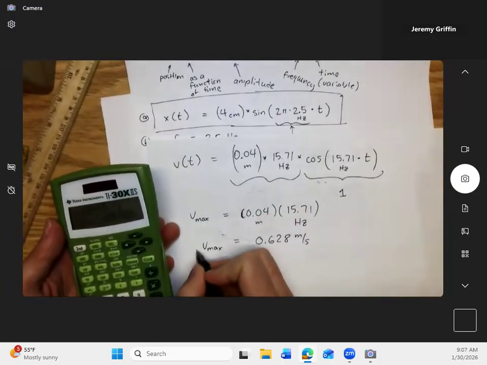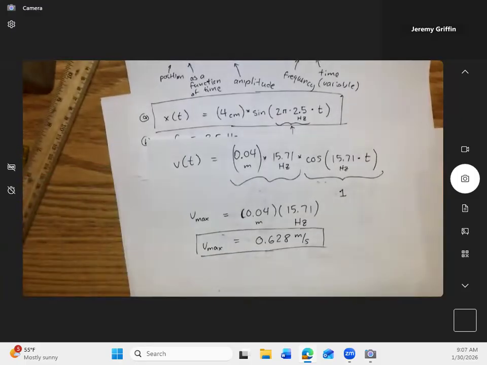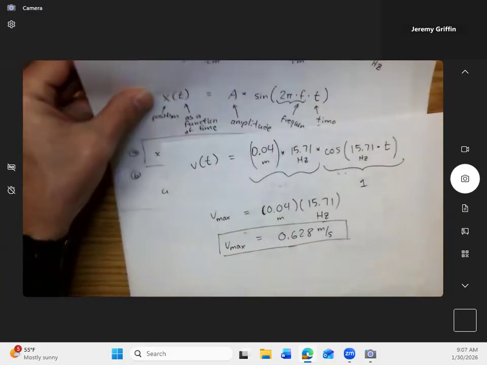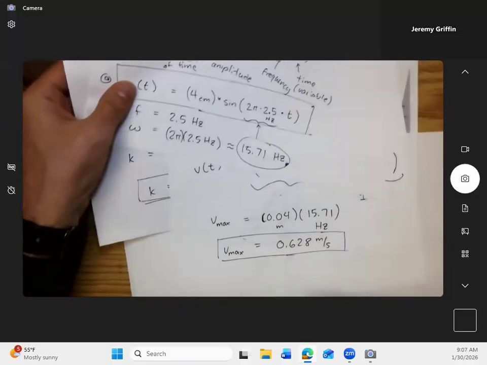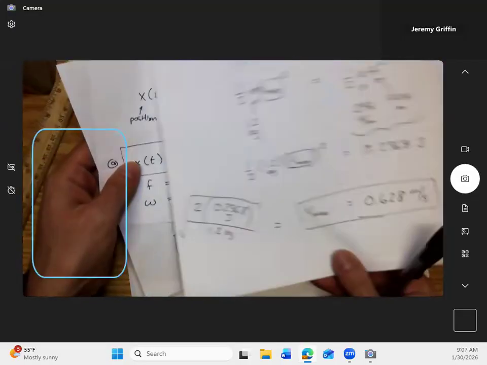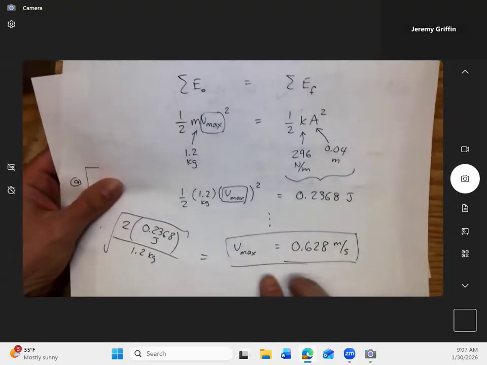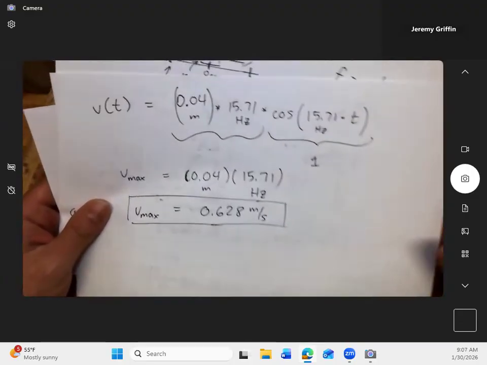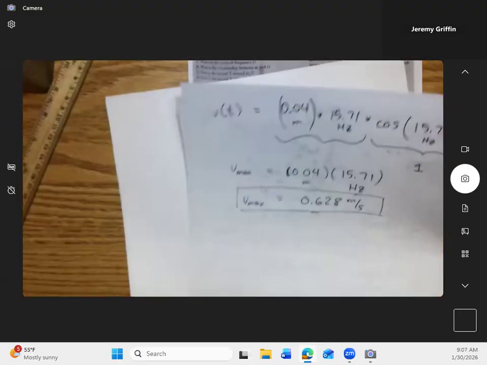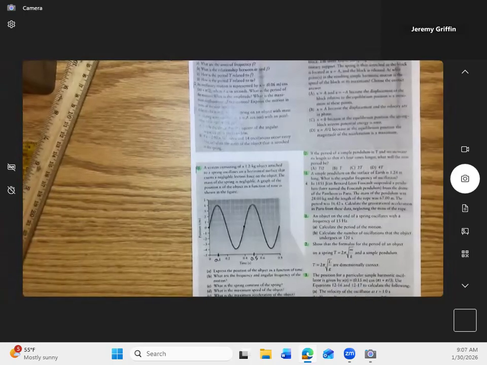Okay. Well, that's what we got for this point of view. I forget what we got before. You guys remember we did conservation of energy a few minutes ago? Let's see what we got. Is it the same? Oh, maybe it's 0.628. Oh yeah, it is the same. There's conservation of energy, there's the oscillation formula. It's the same V max. Alright, you guys good? It's the same.